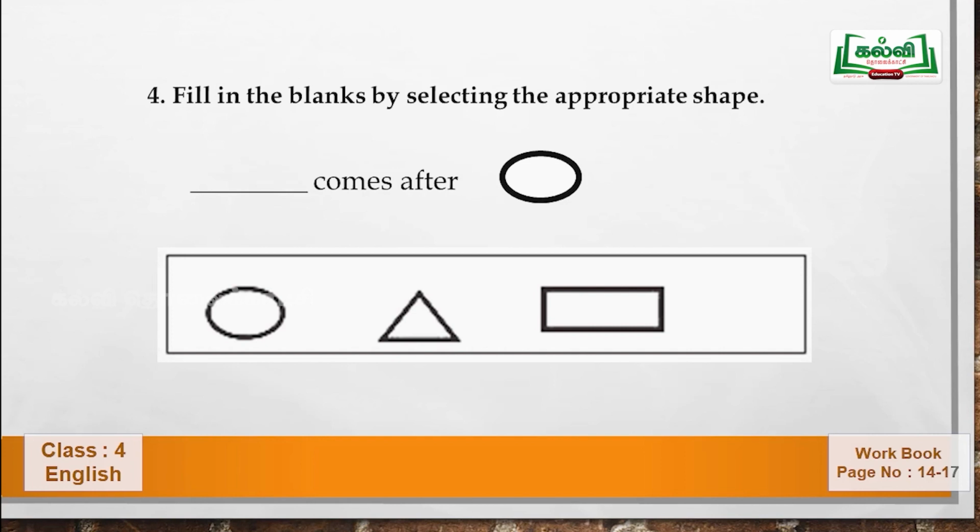Fourth one, fill in the blanks by selecting the appropriate shape. Now, they have given shapes in this question. We have three shapes here: circle, triangle and rectangle. Your question is, dash comes after circle. You have to find out the correct shape which comes after circle, and write it in the blank.